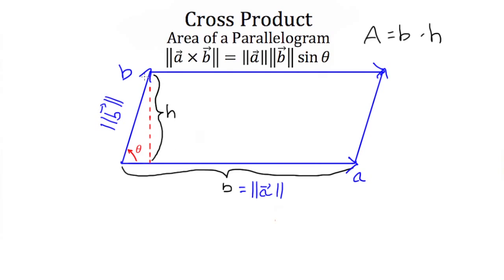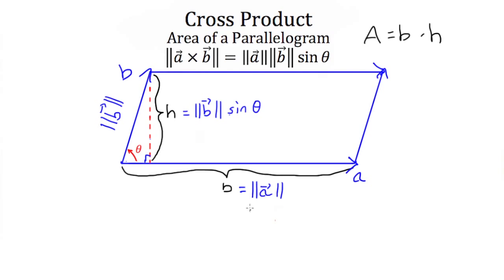If I want to find this height, this value of h, well, this length of vector B and this height create a 90-degree triangle. So I can use trigonometry, and I can say that the height of this parallelogram is equal to the length of my hypotenuse, which is the magnitude of vector B, times the sine of this angle. Side opposite, so sine of that angle, which is the angle between these two vectors.